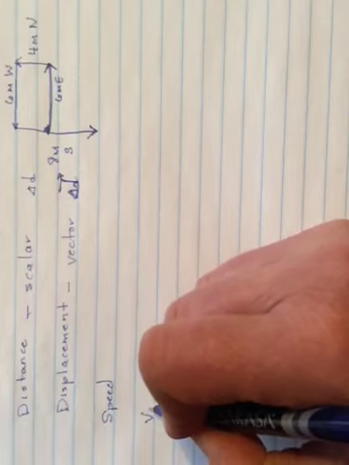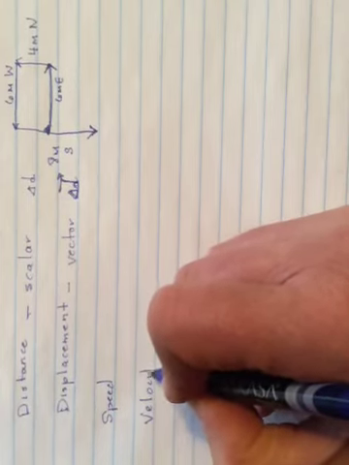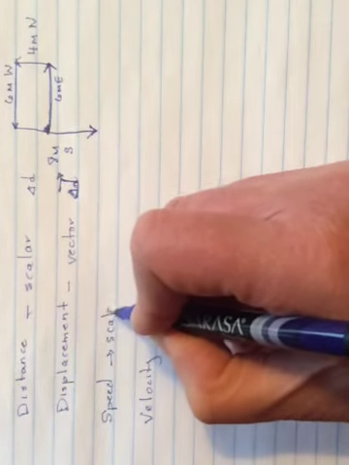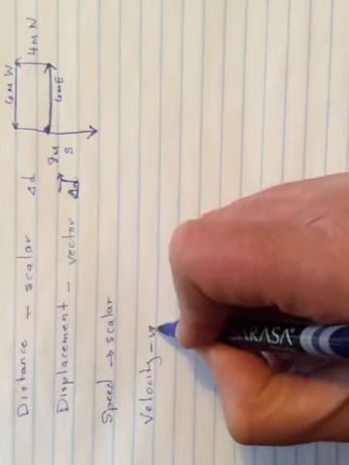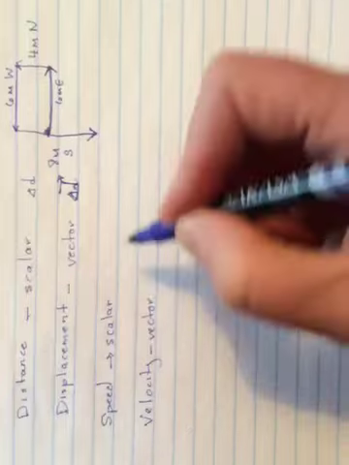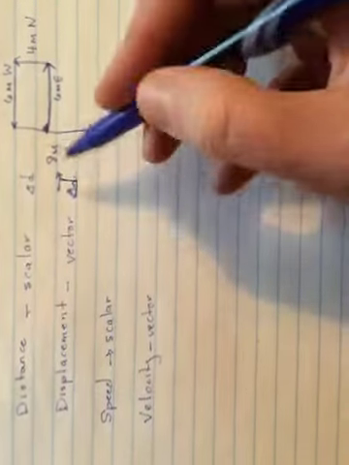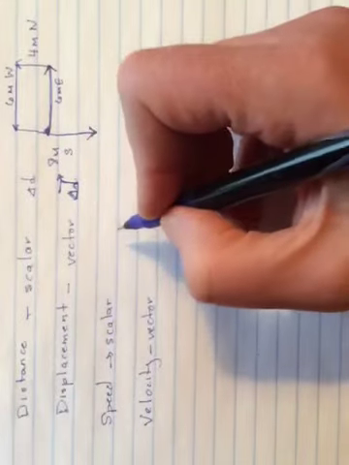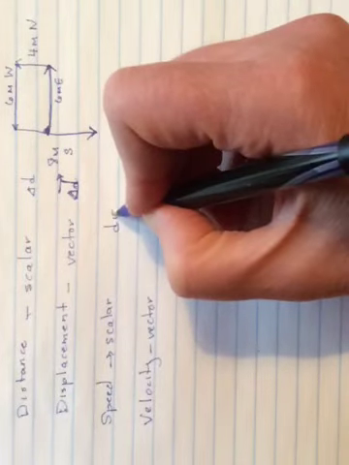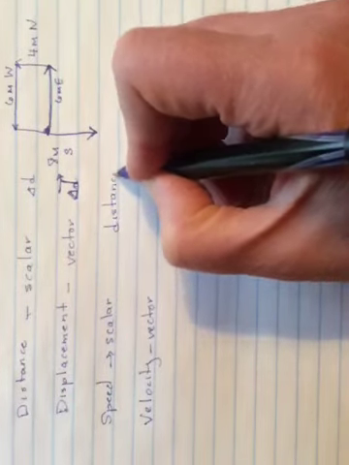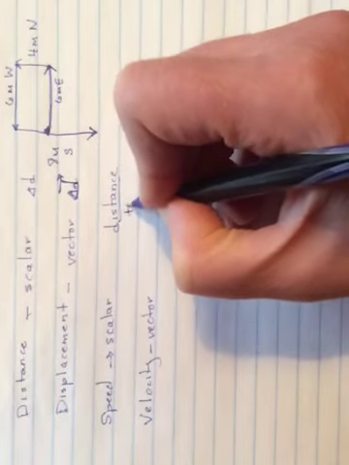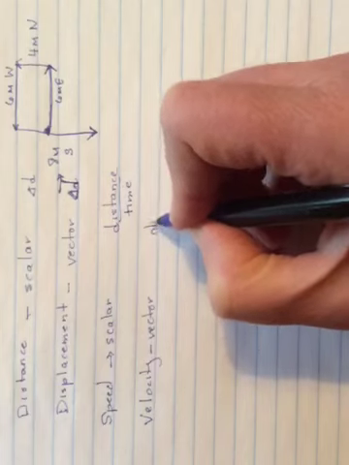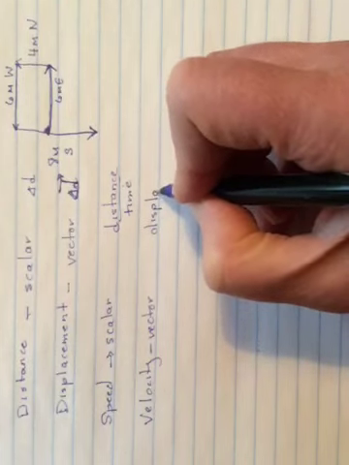and velocity. Speed is the scalar, and velocity is the vector. Speed is just how much distance you traveled in a certain period of time. So it's distance over time. Whereas velocity is your displacement over time.